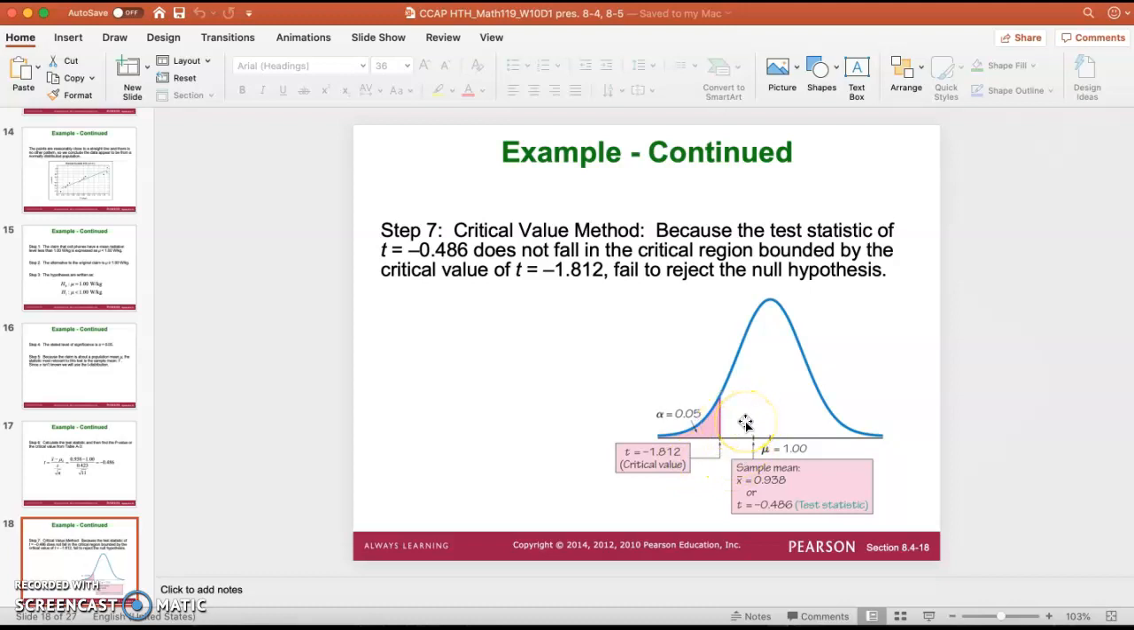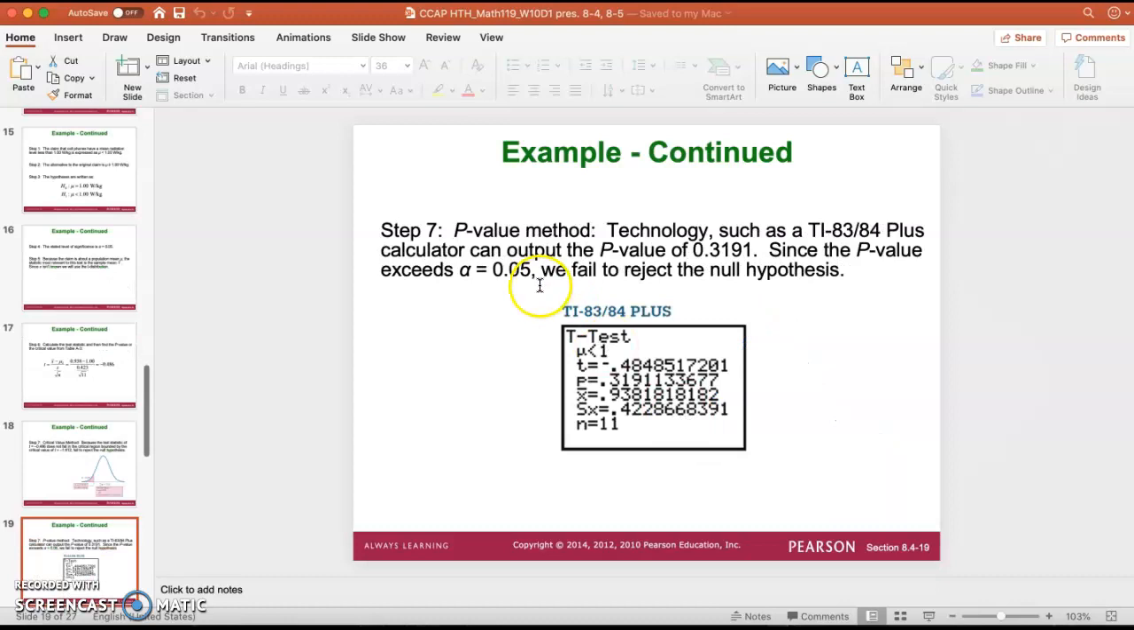Now, since my test statistic was negative 0.486, essentially what that shows me is that this is not as extreme as these values that would be rejected, because that red region is still the rejection region, or essentially the more extreme region.